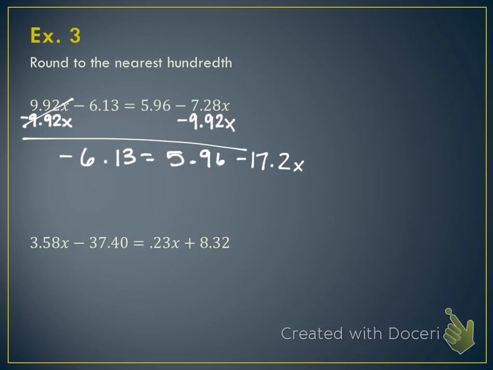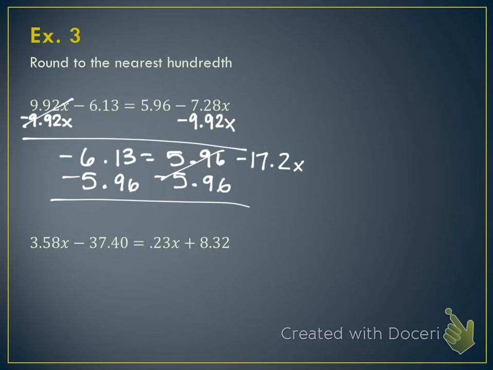Noah, what should I do now? Combine 5.96 and negative 17. Okay, are they like terms? Are 5.96 and negative 17.2? No, they're not like terms, so I can't combine those. Subtract 5.96. Very good. I'm going to subtract 5.96 on this side so it cancels out and move it over here to combine with its other like term.